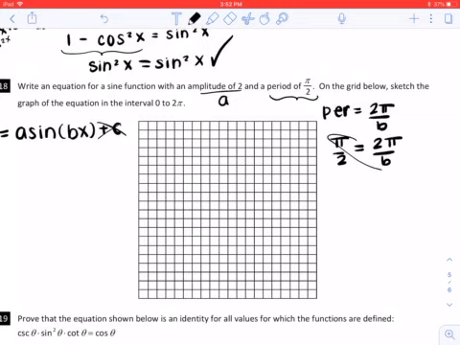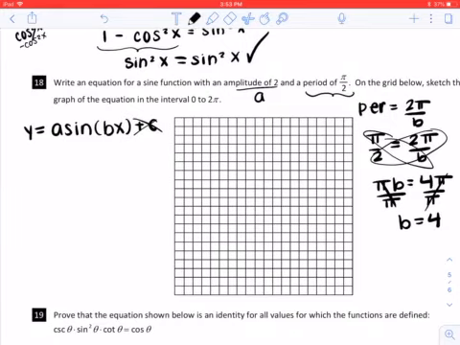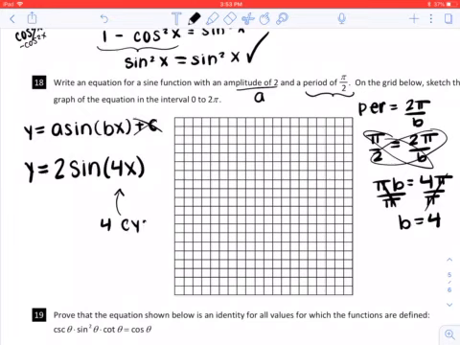So then I just cross multiply to solve this. So I get pi b equals 4 pi. Divide by pi. So b equals 4. So my equation is y equals the amplitude of 2, it already told us, sine of 4x. Your b value tells you how many cycles occur from 0 to 2 pi. So 4 cycles from 0 to 2 pi.